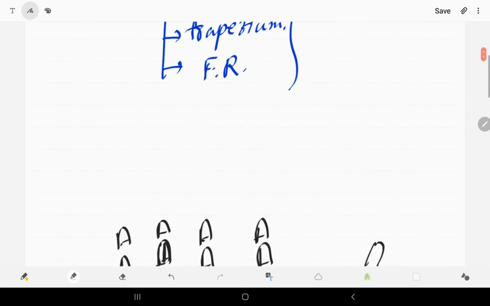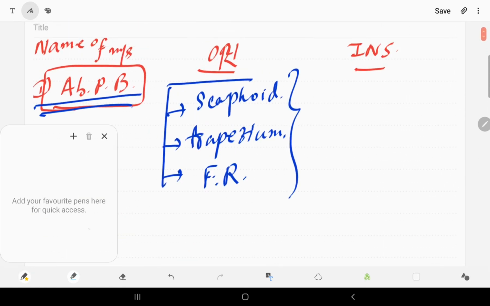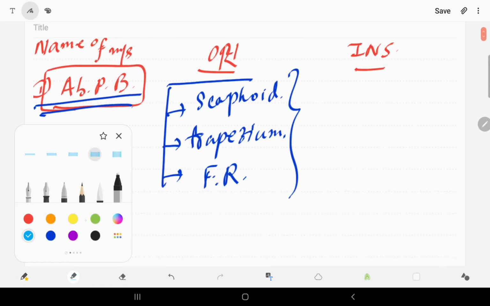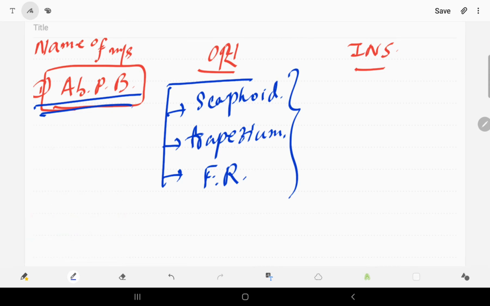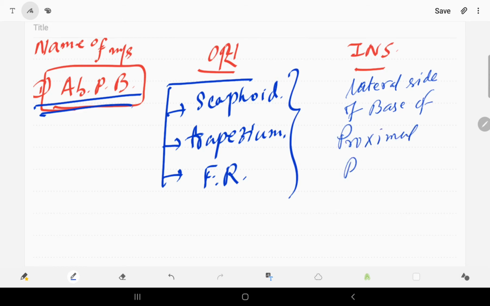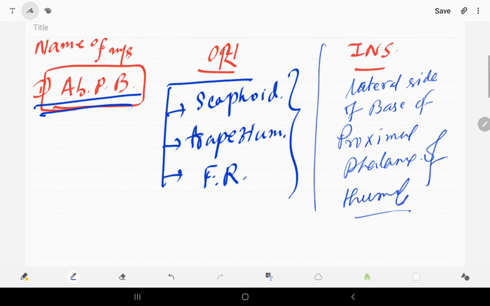I am going to write this. It is inserted into the lateral side of the base of the proximal phalanx of the thumb or pollex. So this is the insertion of abductor pollicis brevis.